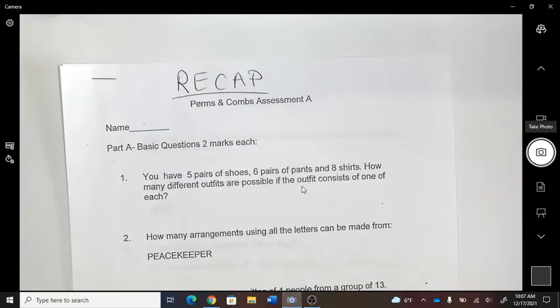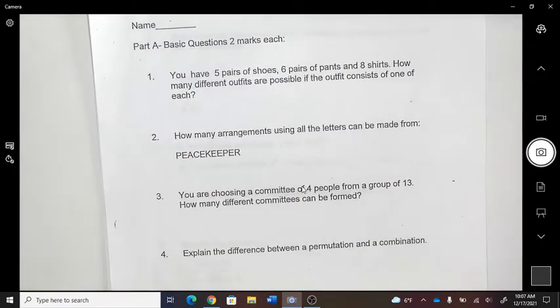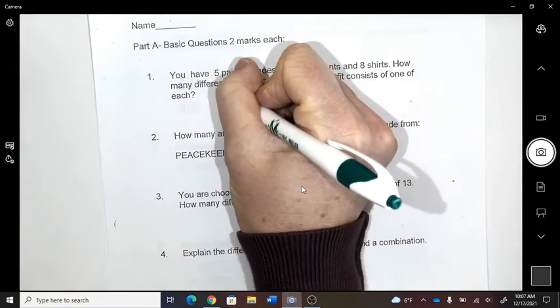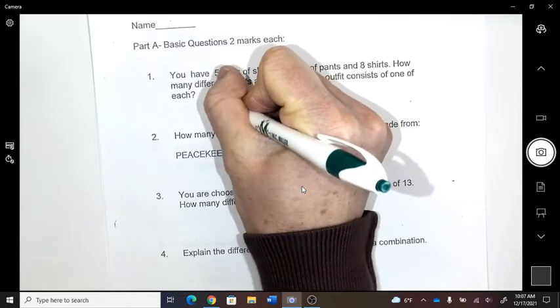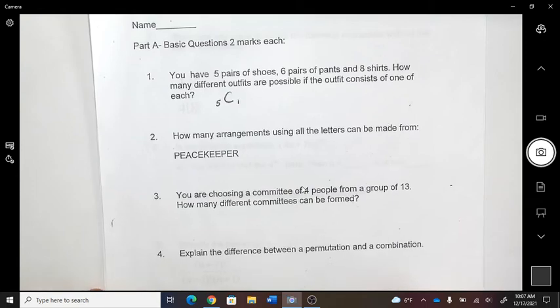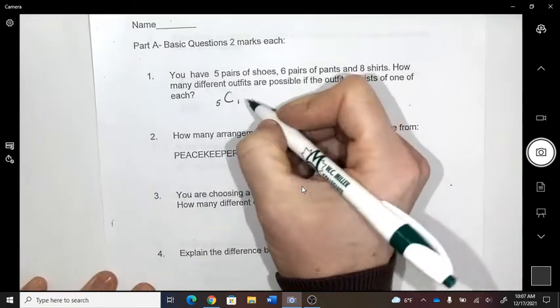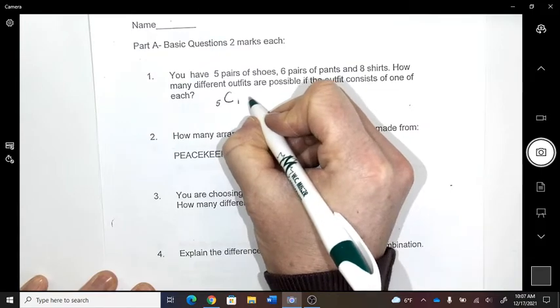Okay, number 1. You have 5 shoes, 6 pants, 8 shirts. How many different outfits are possible if you have to have one of each? So I have to choose one shoe. I have 5 shoes and I have to choose one of them. And so I'm going to what? Add or multiply when I say the word and.